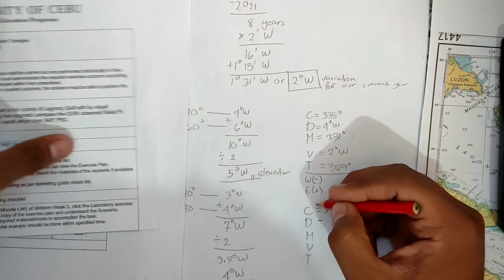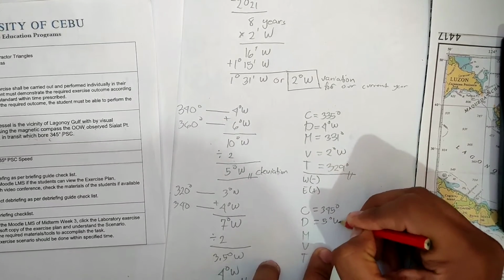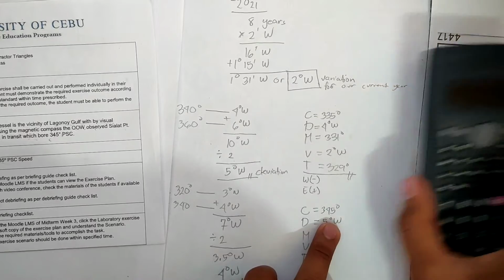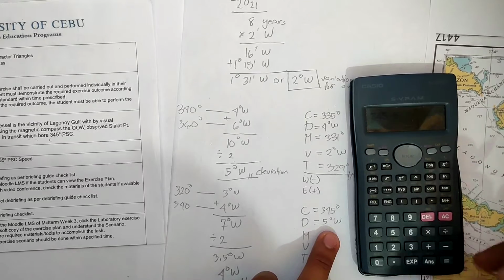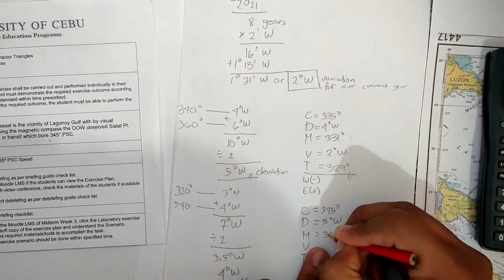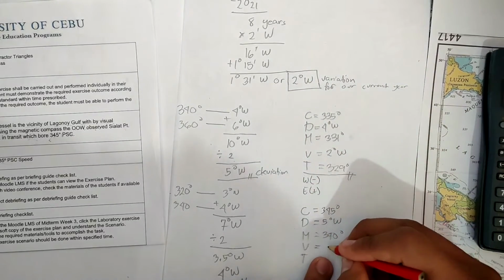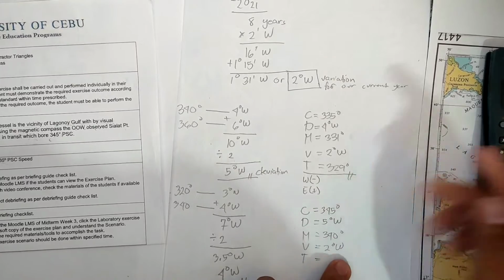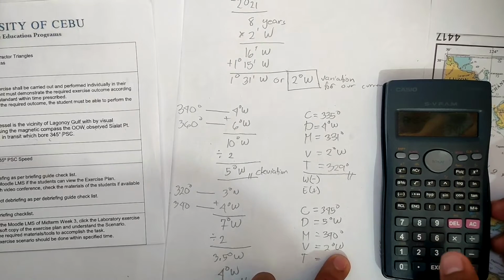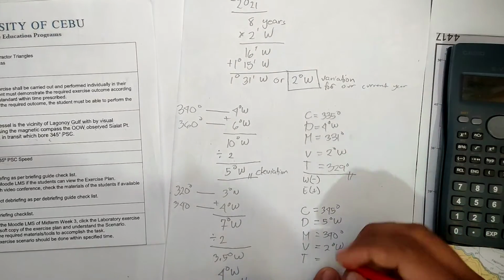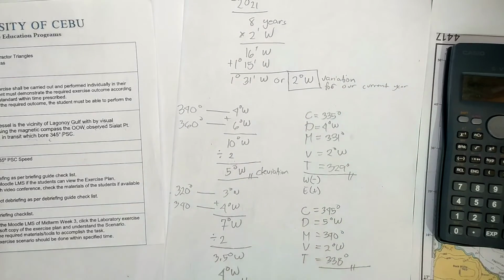So the deviation, we already know it is 5 degrees west, and we already know the rules, so let's subtract. 345 subtracted by 5, and we will get 340 degrees for our magnetic. And we also know the variation, which is 2 degrees west, and the label is west, so we will subtract it by 2 from the 340, so we will get 338 degrees for our true bearing.